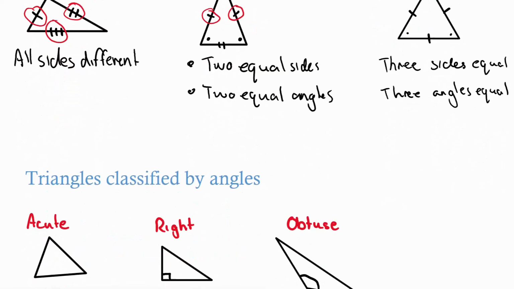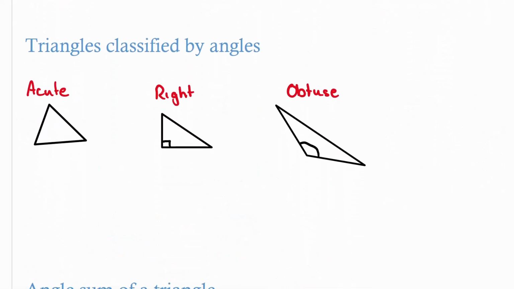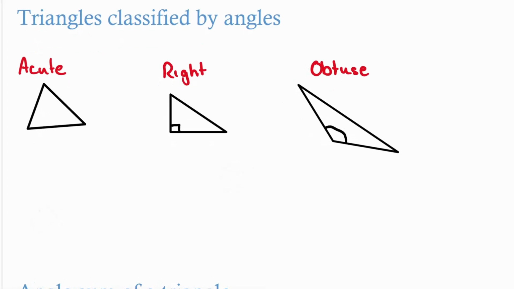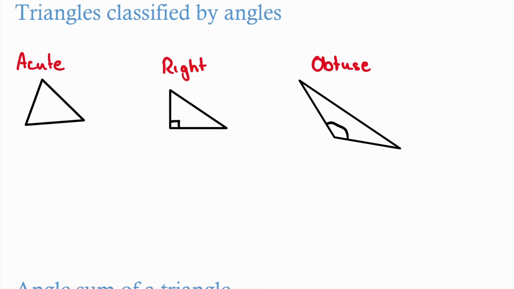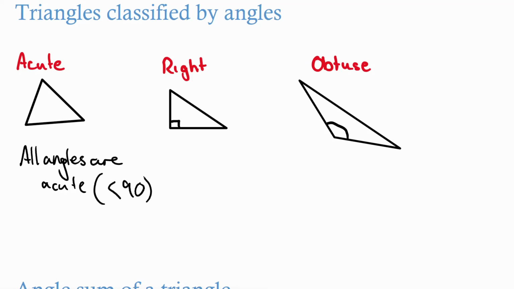Alright, now we move on to triangles classified by angles. Now it's important to note you can classify a triangle by sides and angles. So it could be an acute scalene triangle. Okay, so now that we're classifying by angles, in an acute triangle, all angles are acute, which remember is less than 90 degrees.